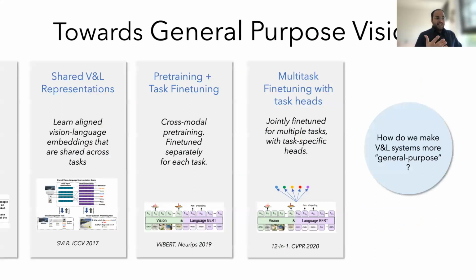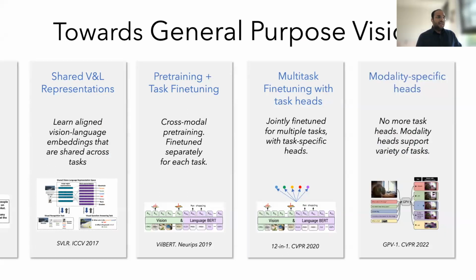So we basically answered this question: how do we make vision and language systems more general purpose by proposing to have modality-specific heads and doing away with task-specific heads. And this today has kind of become the norm, as most people just use a language decoder for anything that's related to language. And some people have also tried doing similar approaches for bounding boxes.